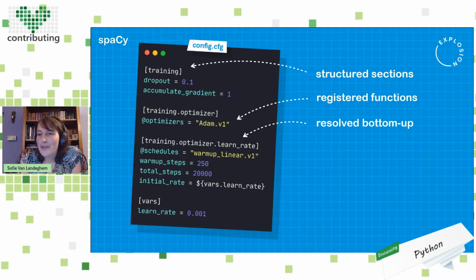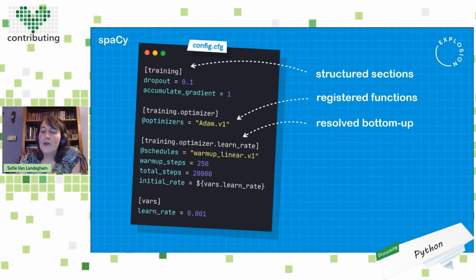But let's just walk through the configuration file a little bit further because you can see, each section can have a subsection and so on. And what will happen when we resolve this configuration file is that each subsection will basically resolve to an object, and this object will then be passed to the superseding section as an object. So in this case, the learn rate will be defined by this warm-up linear schedule. And this learn rate object, once it's completely resolved, will be passed on to the Adam function as a parameter.